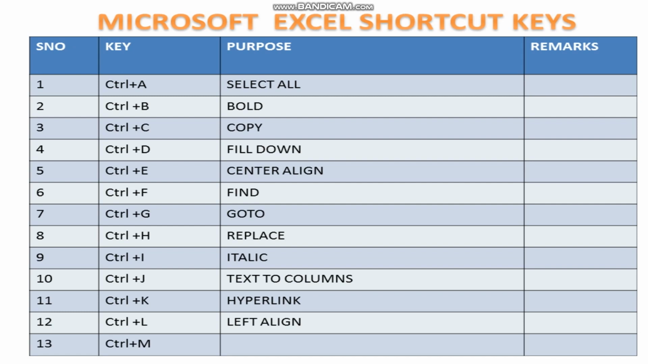Control plus A select all, B bold, C copy, D fill down, E center alignment, F find, G go to, H replace, I italic, J text to columns, K hyperlink, L left alignment. M is not there. If it is there, I searched many websites, but it was not found. If anybody finds it, please comment. It is useful to others also, and for me also.